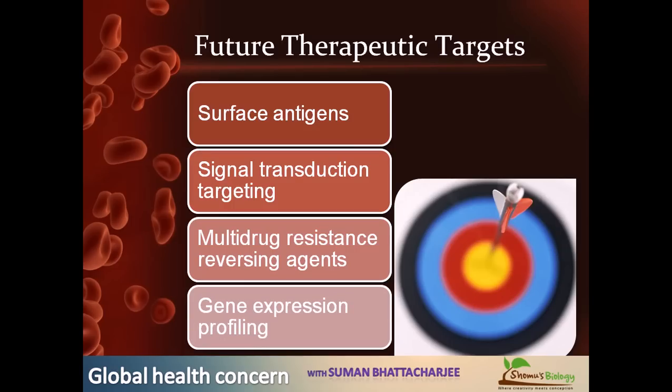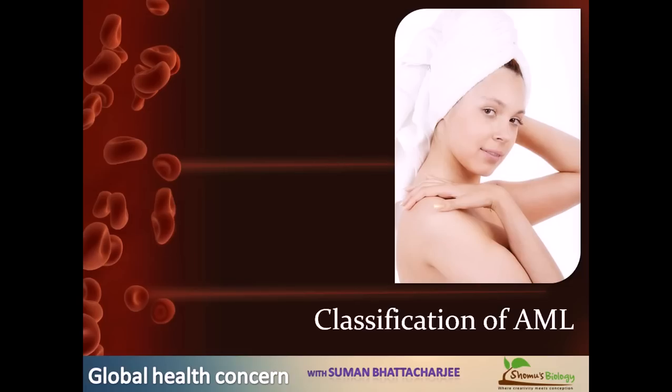And also gene expression profiling is another very important part. Then we can profile the genetic expression of the cell, of the system. We can do that, then we can use it, right? So in a whole, these are the future therapeutic targets that we can use for future purposes against AML type of disease, right? So that's it.